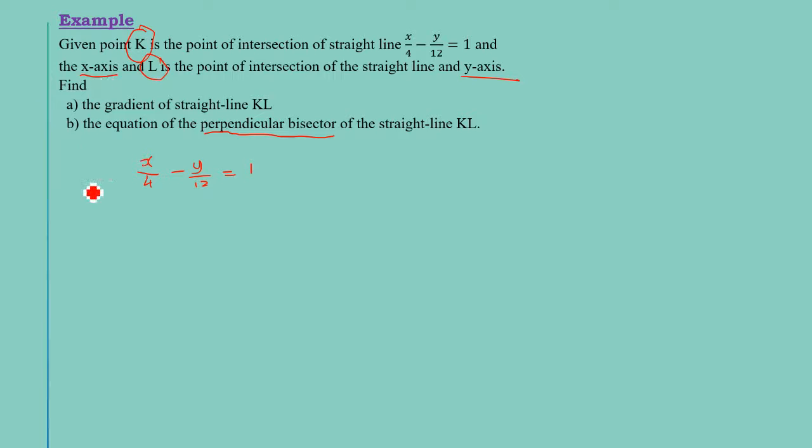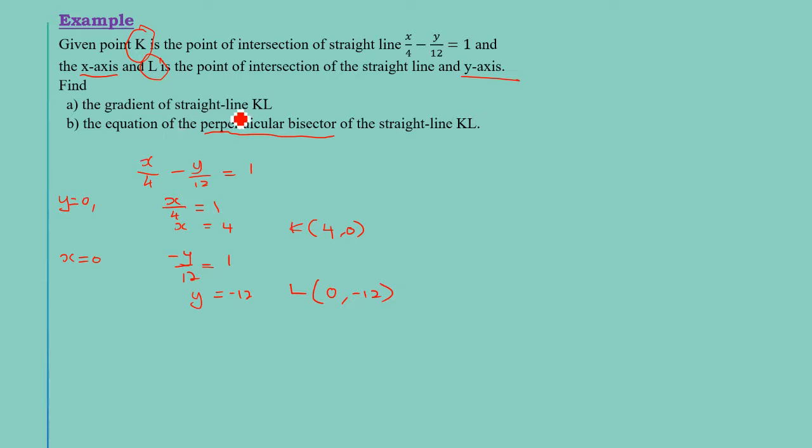When they intersect the x-axis, you are saying y equals 0. So x over 4 equals 1 because y is 0, so you get x is 4. So this is your point K, which is (4, 0). And then intercept your y-axis means you put your x as 0. So when x is 0, this is gone. So you have -y over 12 equals 1. So you get y equals -12. So this is your L, which is (0, -12).